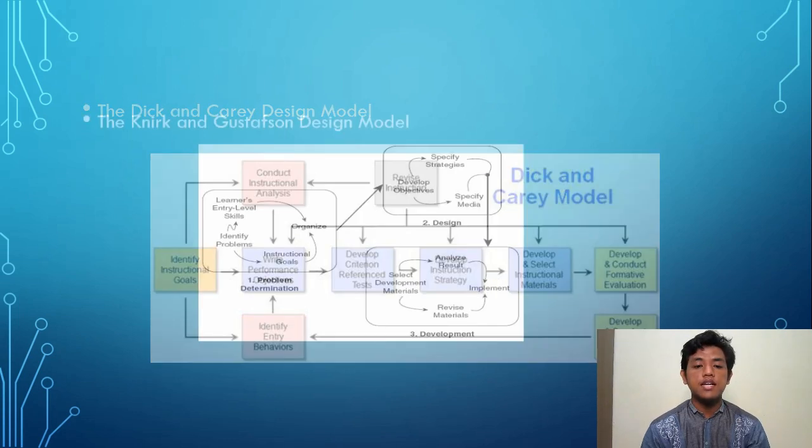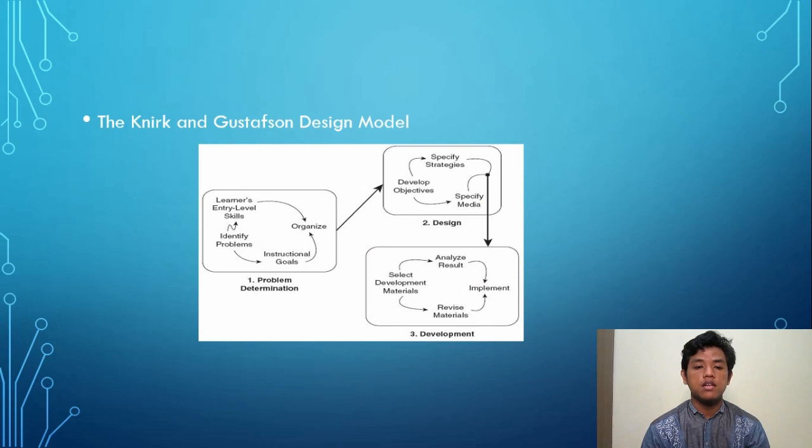Next is the Gustafson and Branch design model. The Gustafson and Branch design model differs from the 3 phases in the Hannafin and Peck model. In this model, there are individual processes or steps involved in each stage. In fact, like the model of Hannafin and Peck, there are 3 phases in this model. They involve problem determination, design, and development.